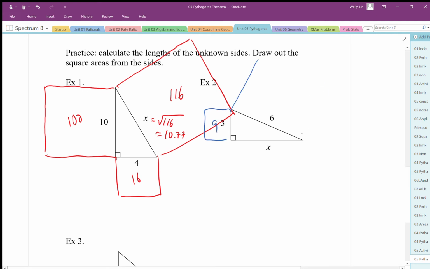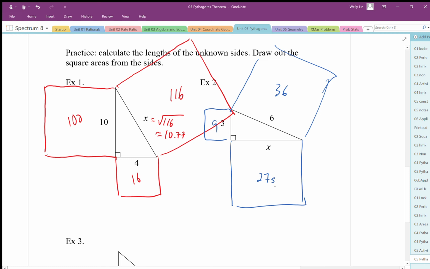Okay, so for this one here, we have this area is 9. Okay, this area is going to be 36. Now, if I said 9 plus 36 and said that this square is 45, that would not be true. Okay, because this square is definitely bigger than this one. Okay, this is the longest side. So if I want to find out the area here, what I can do is subtract. So this square here is equal to 27 squares.